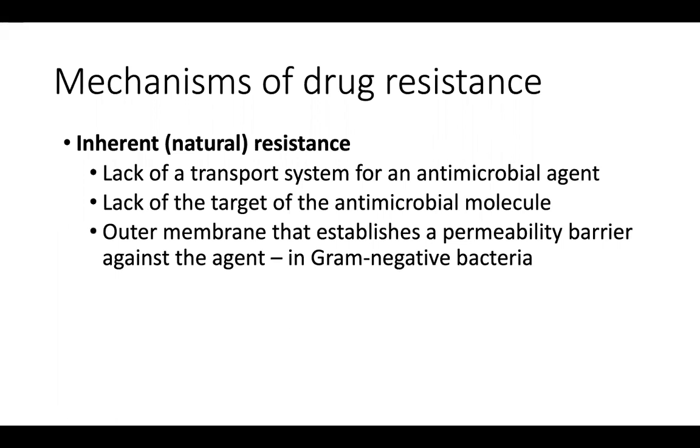So there are different mechanisms of drug resistance, but we divide them into two. We have the inherent or natural resistance, and the acquired resistance. Now we worry more about the acquired resistance because bacteria keep on acquiring the resistance and it continues. And remember, we talked about plasmids. If they get the gene for resistance, they can share it with other bacteria. But what is inherent resistance?